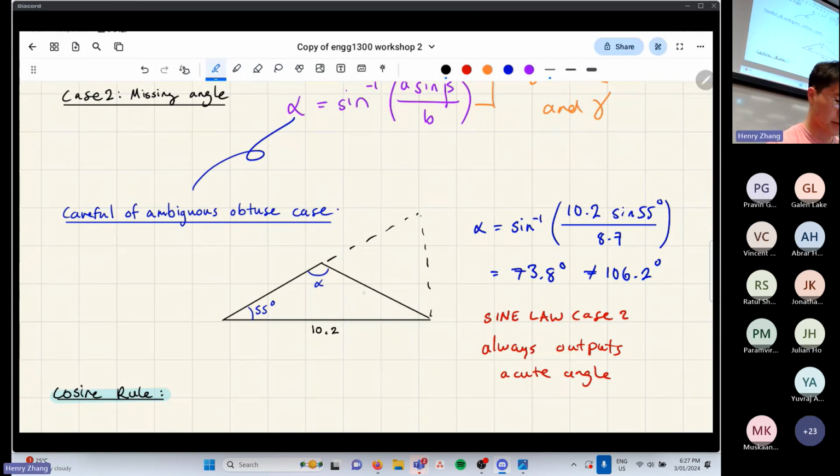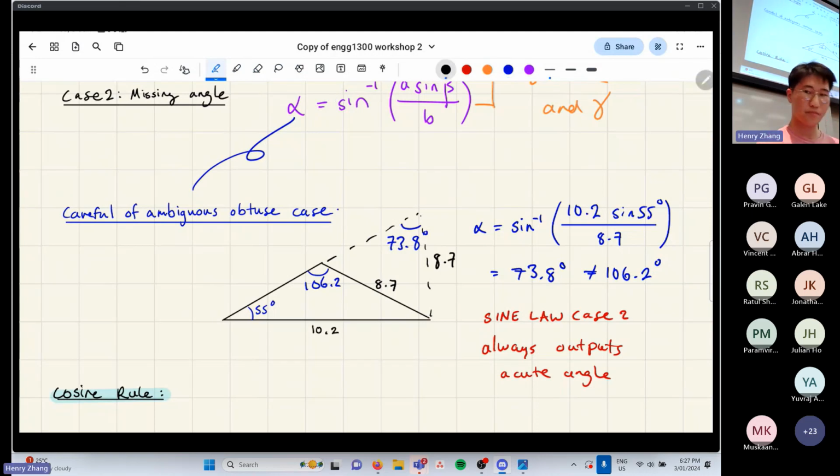Oh, sorry. I was meant to include 8.7 here, right? As a side length that we knew. That's just what we plugged in here. But this is also 8.7, right? But what happened was we got this angle. We got the acute version instead, whereas we were actually looking for 106.2. Yeah. Any questions?